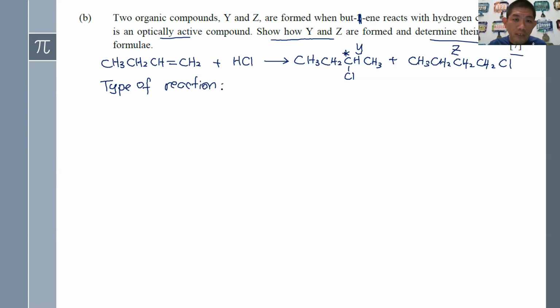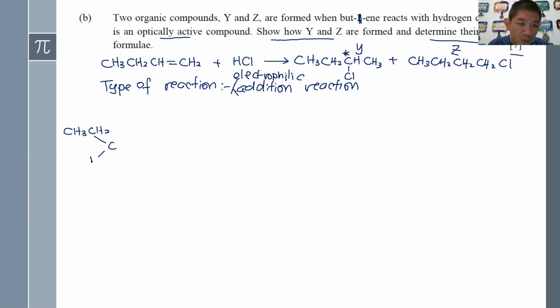So the type of reaction is an addition reaction. Sorry, electrophilic addition reaction. So write that out. Only then are you to propose how the mechanism takes place. The first step starts from the alkene, CH3CH2CH=CH2.